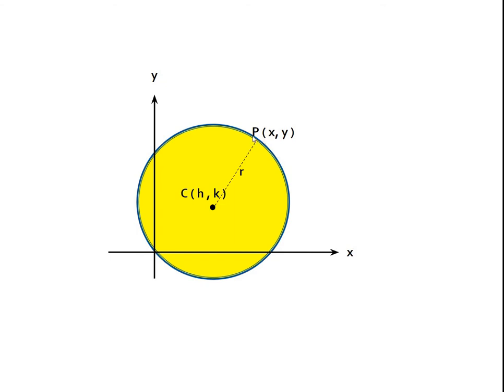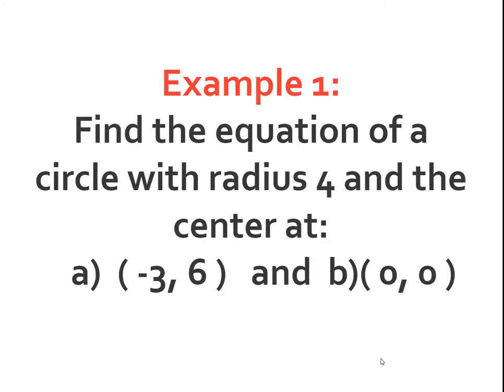The point on the circle P with x and y coordinates, and the center (h, k), and this line is called the radius. These are the basic parts of a circle. Let's have example 1.